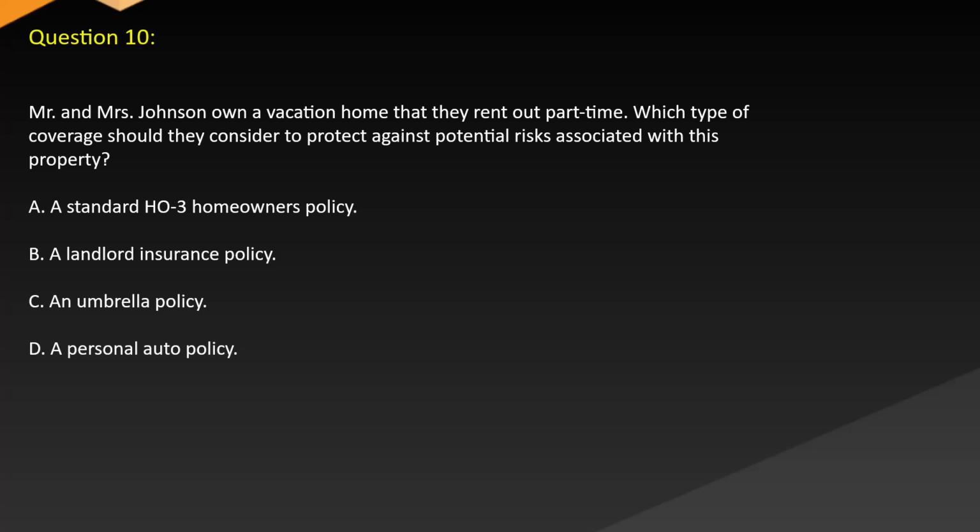Question 10. Mr. and Mrs. Johnson own a vacation home that they rent out part-time. Which type of coverage should they consider to protect against potential risks associated with this property? A. A standard HO3 homeowners policy. B. A landlord insurance policy. C. An umbrella policy. D. A personal auto policy.